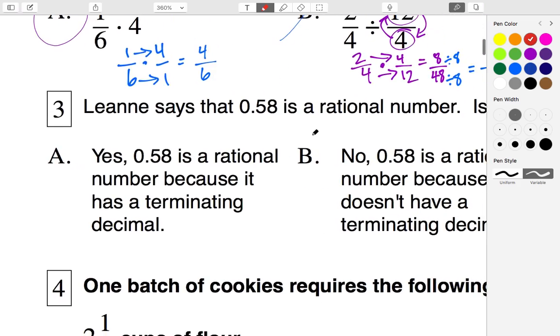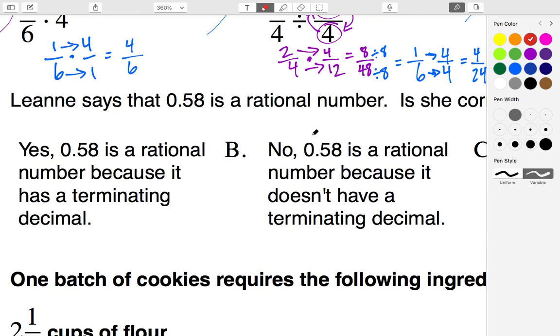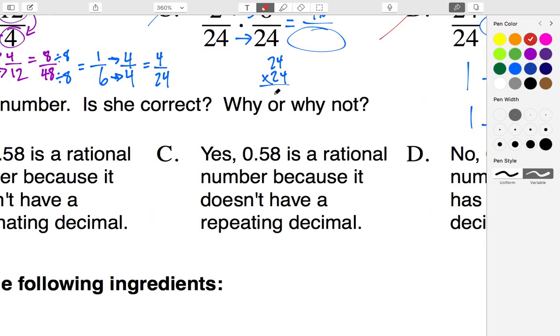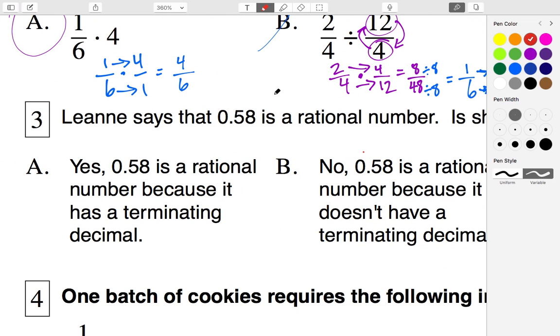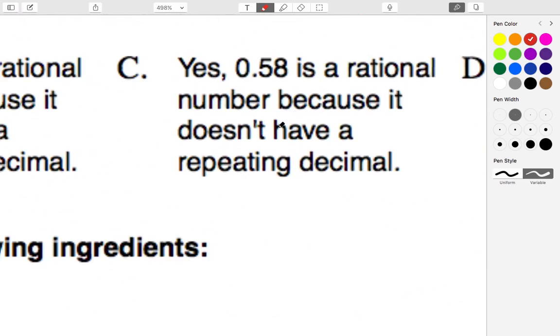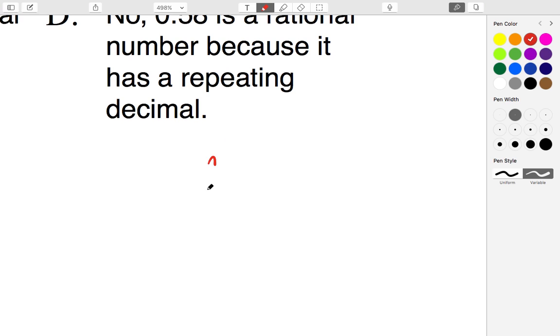Okay, Leanne says that 0.58 is a rational number. Is she correct? Why or why not? So we have to just know the definition of a rational number. A rational number is a decimal that ends. The reason is, let's say I put 0.33, right? And it ends right there.